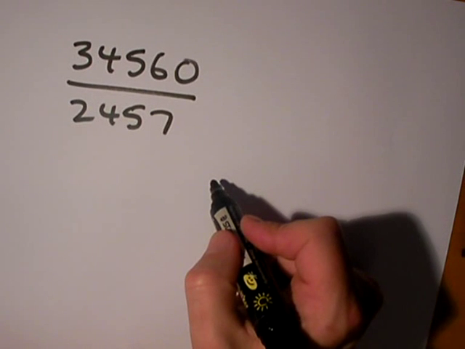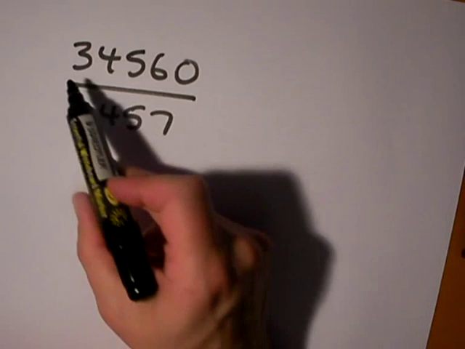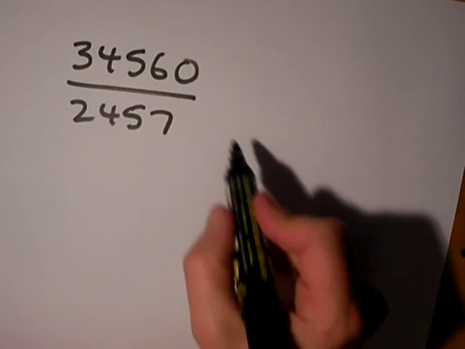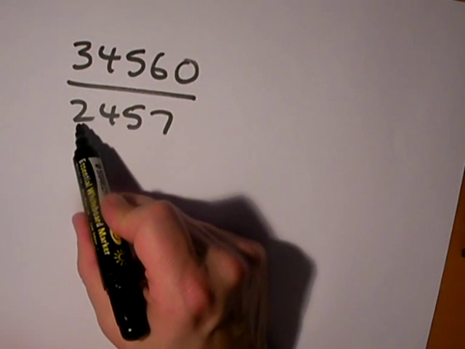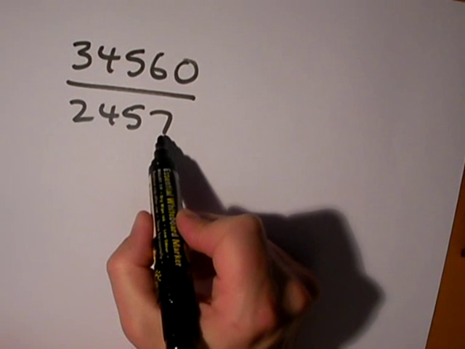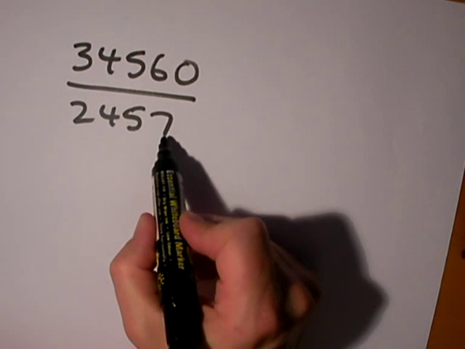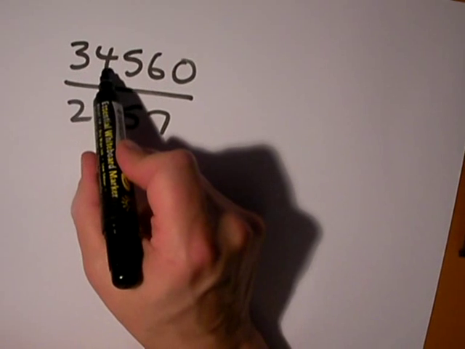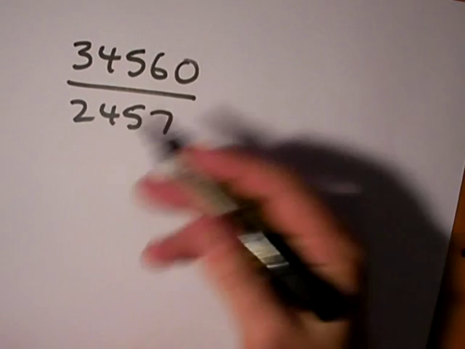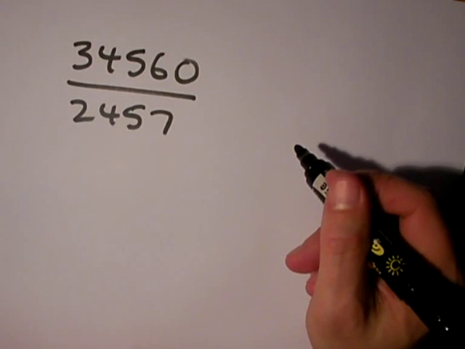The only other trick I've got up my sleeve is to see whether or not the digits add up to a multiple of 3, because if they do, then I know they're going to cancel by 3. And in this particular case, 2 add 4 is 6, add 5 is 11, add 7 is 18, so that is going to cancel by 3. 3 and 4 is 7, add 5 is 12, plus 6 is also 18, so I can cancel by 3.